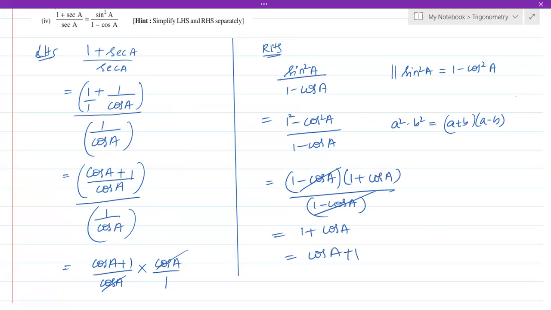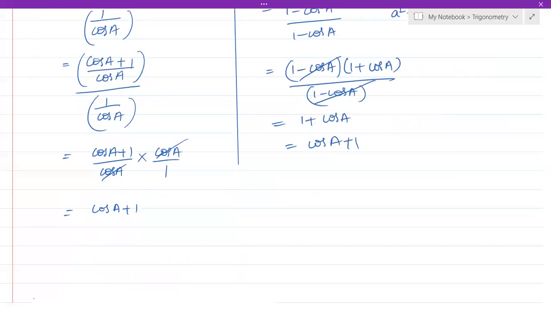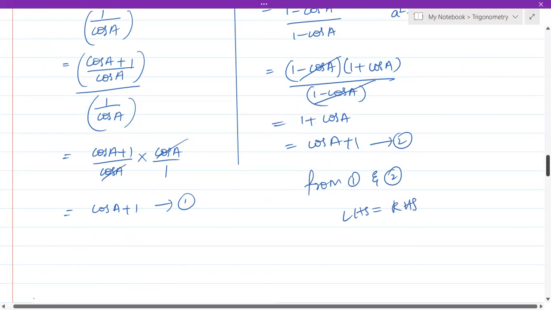Which can also be written as cos A plus 1. Now, if you observe, after simplification, in the LHS, what is the answer that we got? Cos A plus 1. After simplification, what is the answer that we got in the RHS? Cos A plus 1. So let's take this as 1 and this as 2. From 1 and 2, LHS is equal to RHS. That is, we have proved the identity.